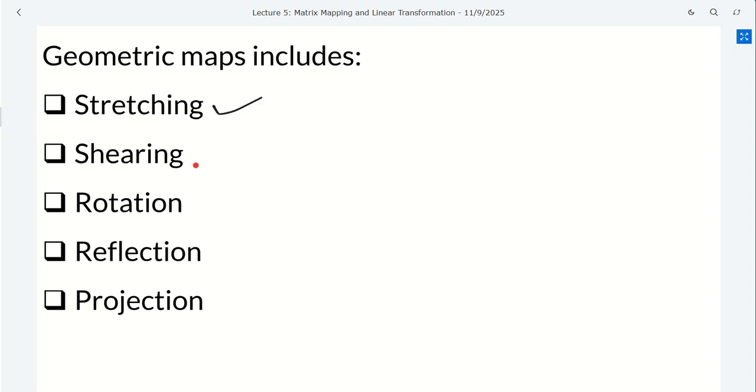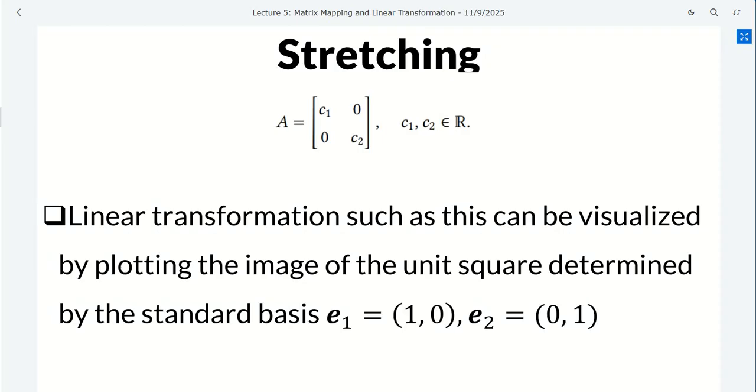So we have different ways of this geometric mapping. You can stretch, you can do shearing, you can do rotation, you can reflect, you can also project. Now, all these things are very, very important in machine learning, also deep learning, also CV, computer vision. Sometimes when you are dealing with augmentation, if you're augmenting your data, you just want to stretch, rotate, reflect. All these things are the transformations that you are doing.